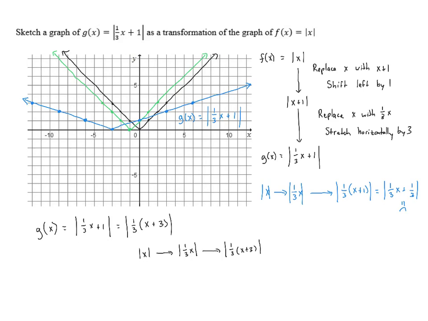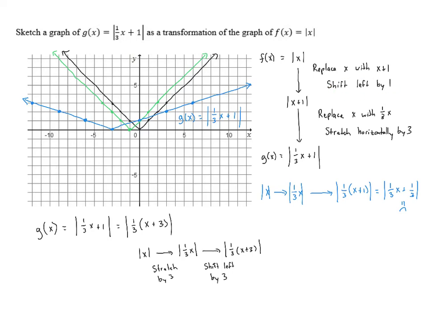So in this case, replacing x with 1/3 x would be that stretch by 3, the horizontal stretch. But then if we want to do the shifting afterwards, we're replacing x with x plus 3. That's going to be a shift left by 3, not by 1.